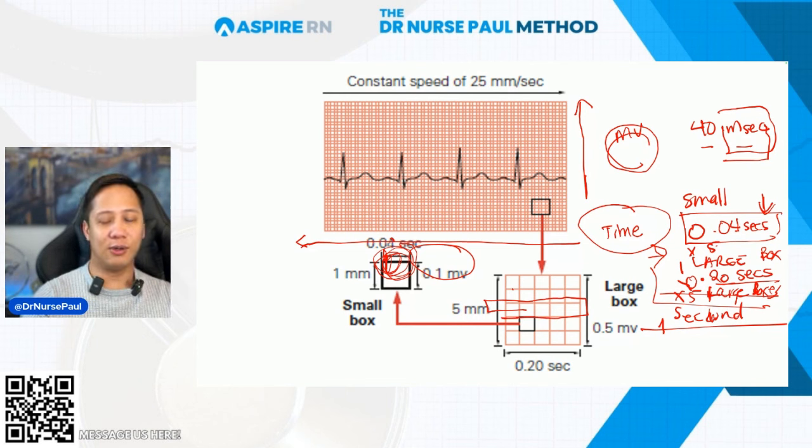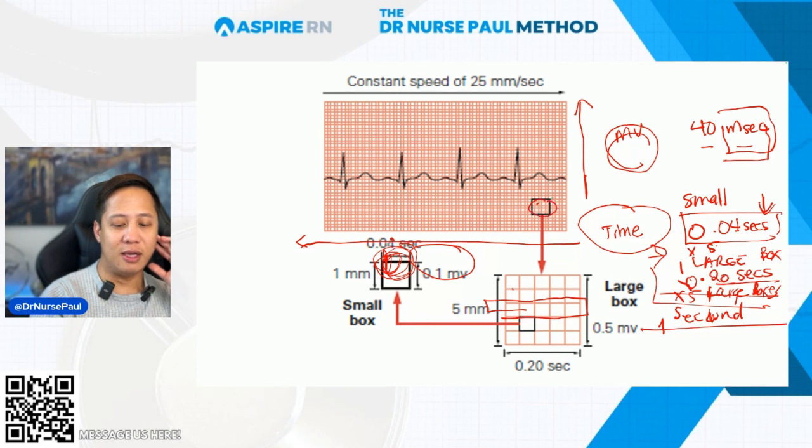Right? So if you count, this is one large box. If I add more, 1, 2, 3, 4, I'm counting here because the box is there is 5. So that's 1 second, another second. This is a 3 second strip.